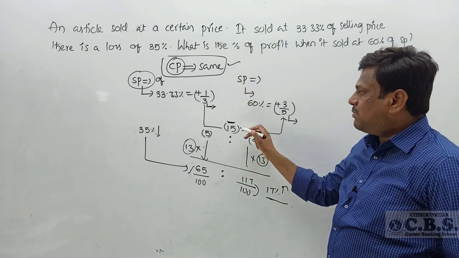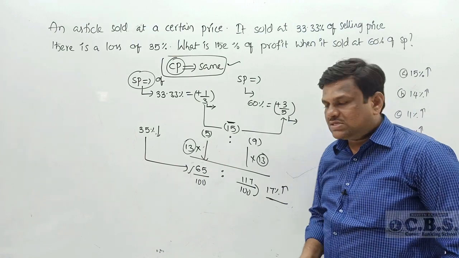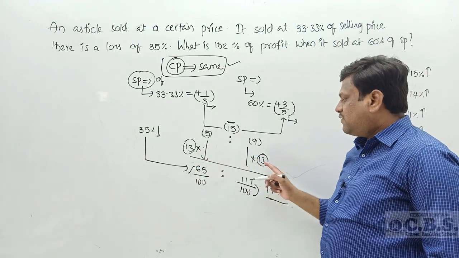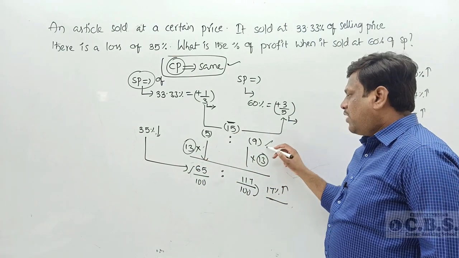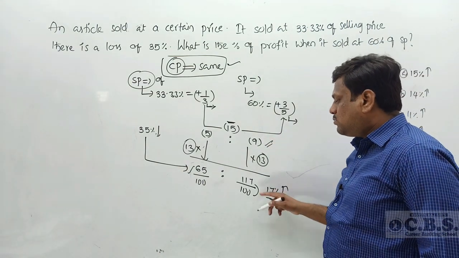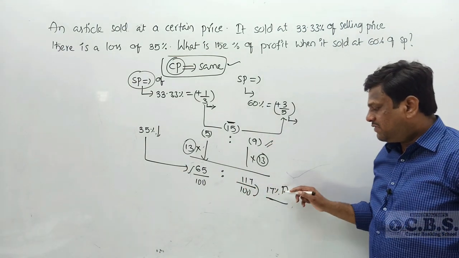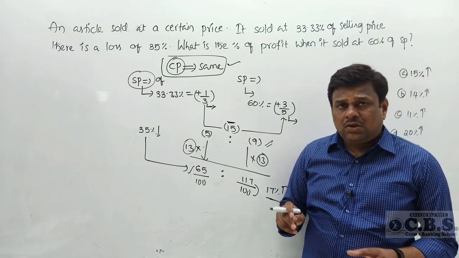Because the cost price is the same, I can solve the question through the ratio concept. Okay, so 5 13s are 65, therefore this value is also multiplied by 13. 9 13s are how much? 117. How much above 100? 17%. So this is a way to answer the question.